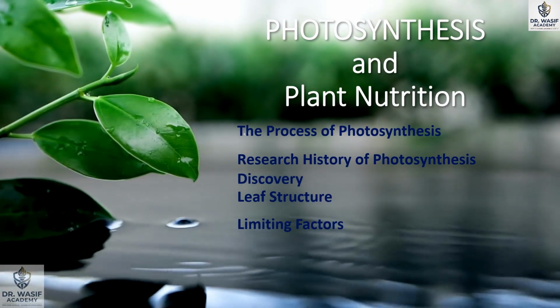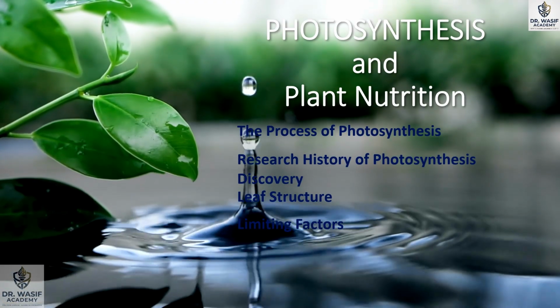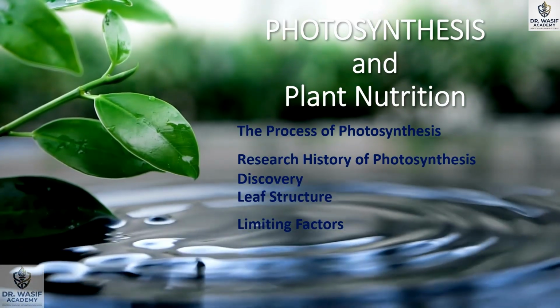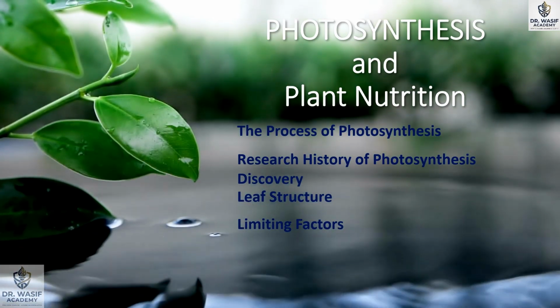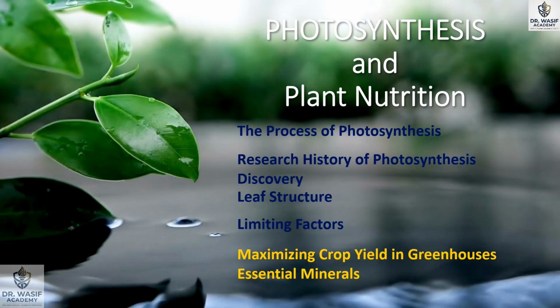In previous lectures, under the chapter of photosynthesis and plant nutrition, we have covered the process of photosynthesis, research history of photosynthesis, discovery, leaf structure, and limiting factors which affect the process of photosynthesis. Today we shall dive into how crop yield can be maximized in greenhouses and how these limiting factors, which are light, temperature, and carbon dioxide, affect the crop yield under controlled conditions. And definitely we shall discuss essential minerals. So let's get started.